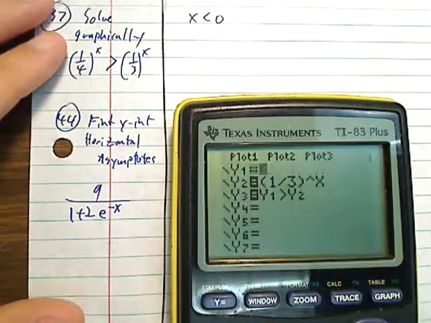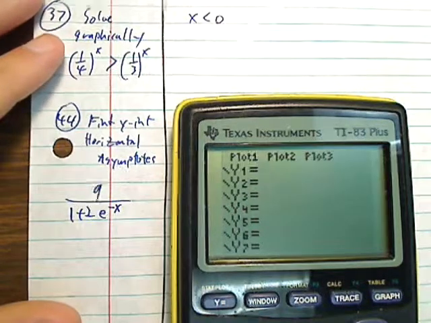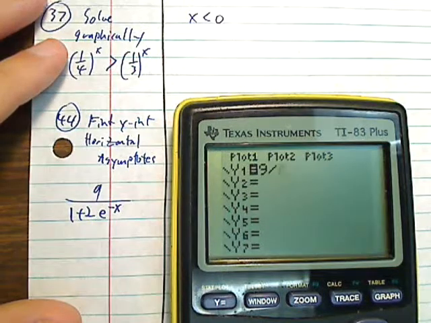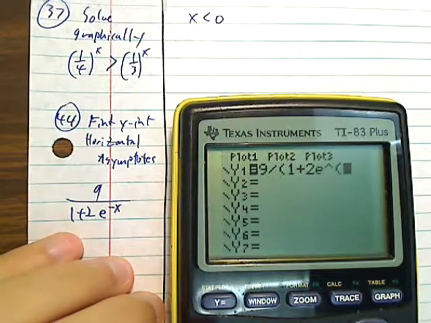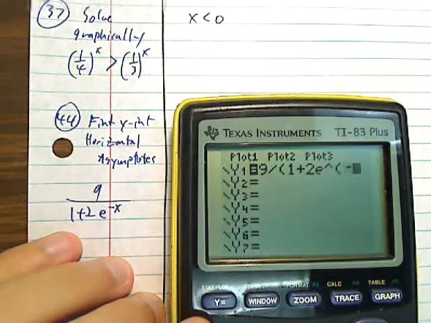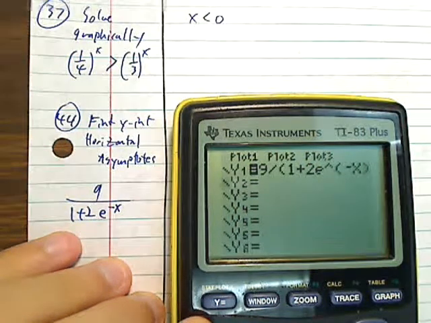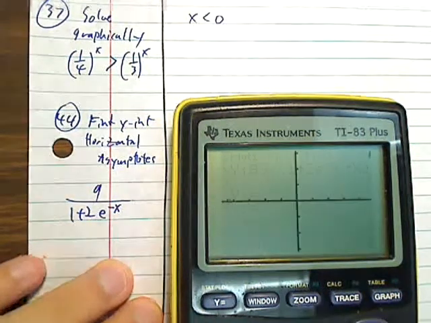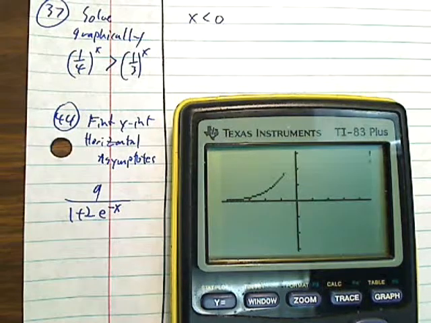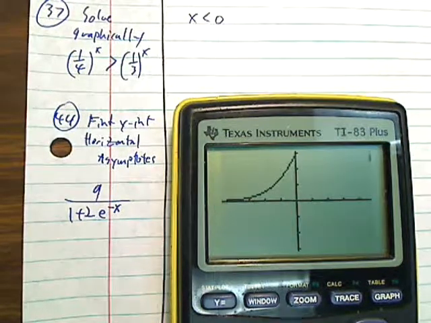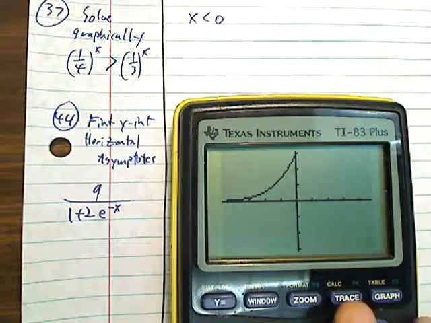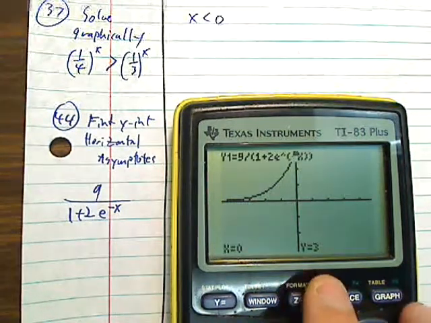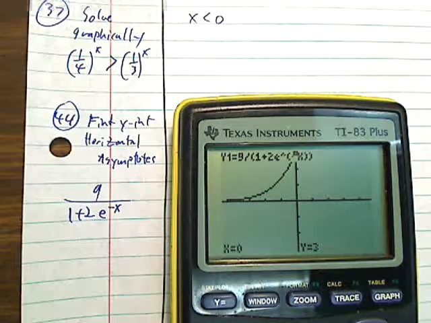Alrighty, let's see here. 9 over 1 plus 2e to the negative x. And I think that will do it. Well, I can see the y-intercept is 3. And I can hit trace and 0. And yes, the y-intercept is exactly at 3.